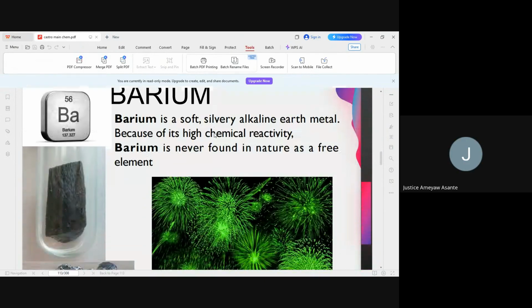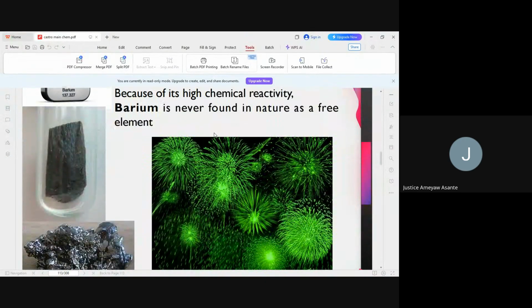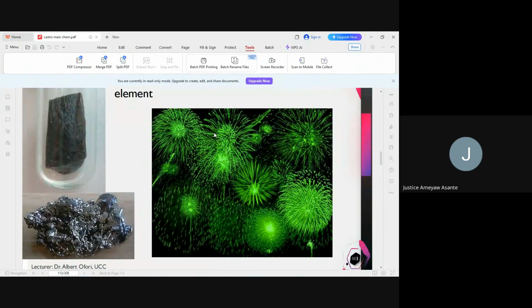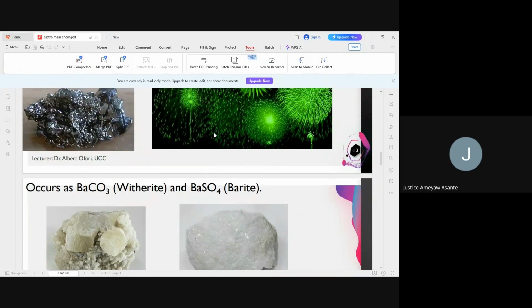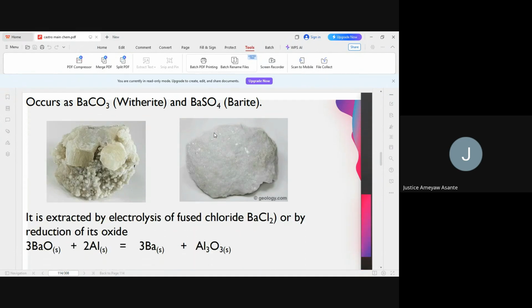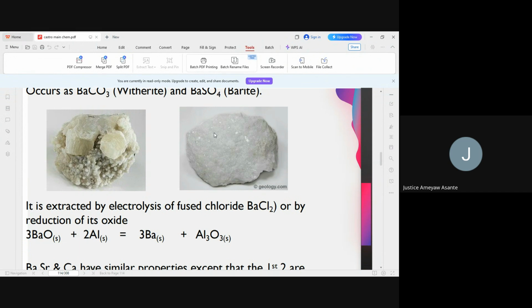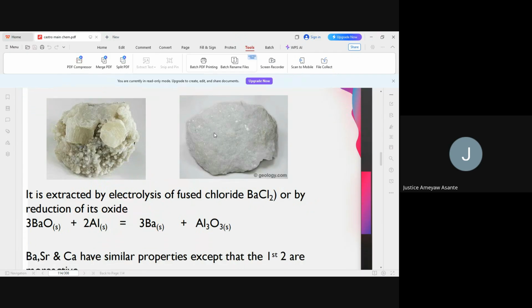Then another metal there is also barium. It is also a soft, slippery alkaline earth metal. It is also very reactive. Barium is never found in nature as a free element, which means it's very reactive. It occurs in barium carbonates, with witherite or the barytes. And this is how it looks like.